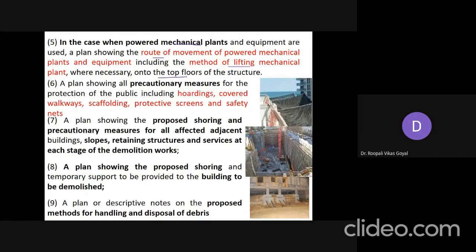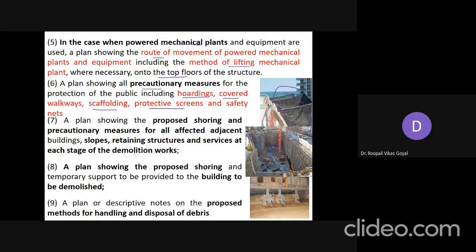Also you have to show the precautionary measures. Which precautionary measures will you take, because if some public building or some important buildings are nearby, then you have to take care of all the hoardings that are installed, and if there are walkways, then you have to cover them. Then proper scaffolding is to be provided, protective screens, and some safety nets. This kind of safety net can be provided so that whatever debris comes from the demolition of the structure should not harm the surroundings. Such kind of arrangement has to be made to check the safety of the surrounding buildings.